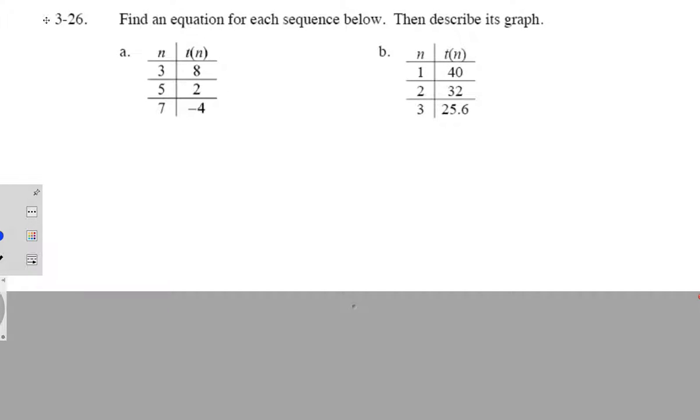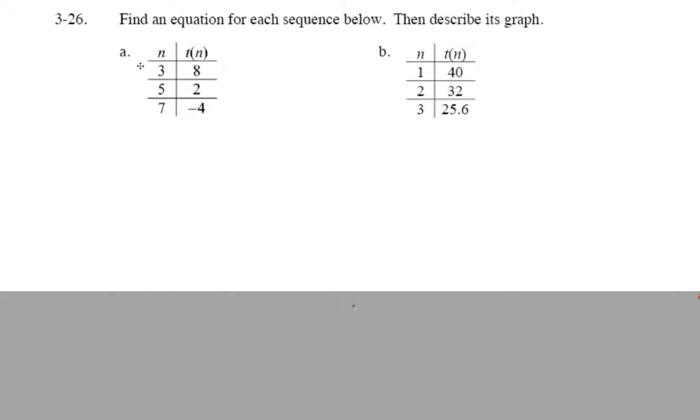Alright, problem 3-26. Find an equation for each sequence below, then describe its graph. We'll start out here with letter A. We've got a sequence listed. We've got 3 terms. The third term is 8. The fifth term is 2. The seventh term is -4.